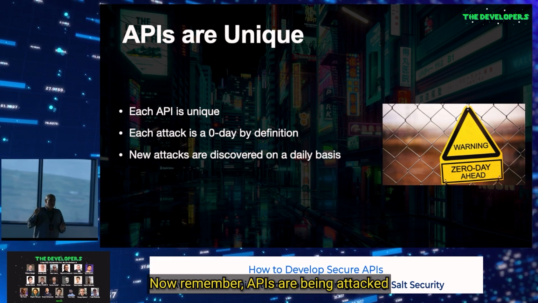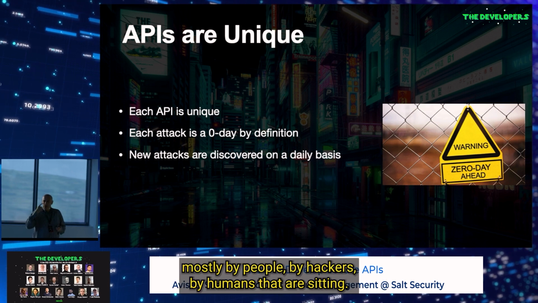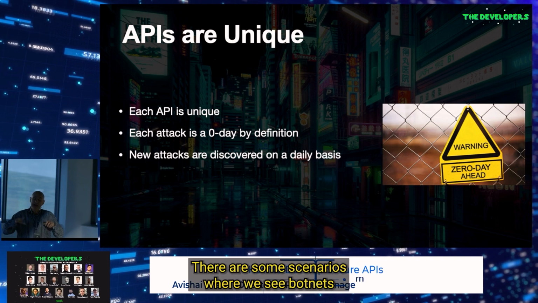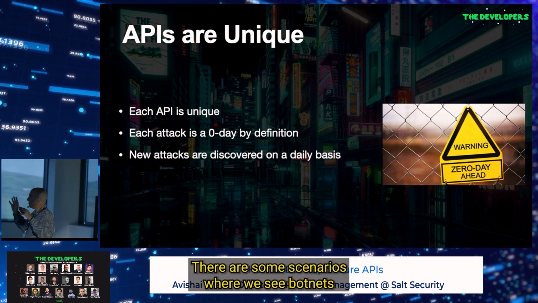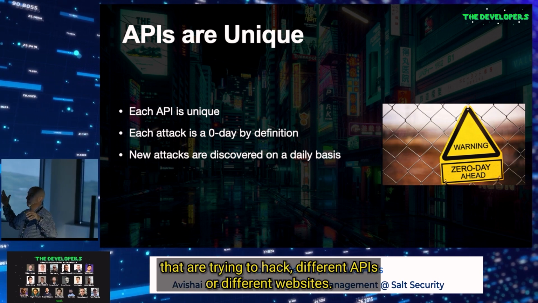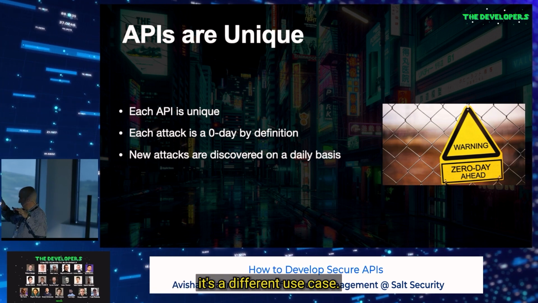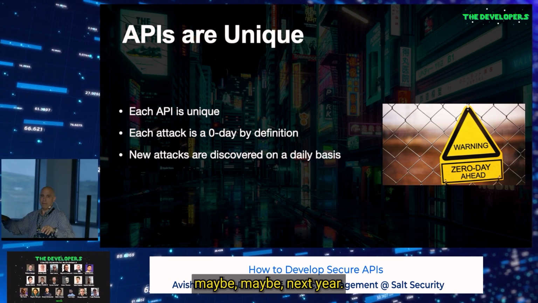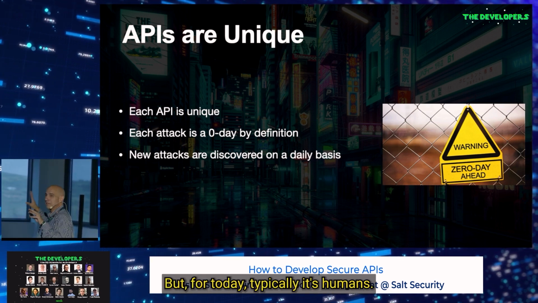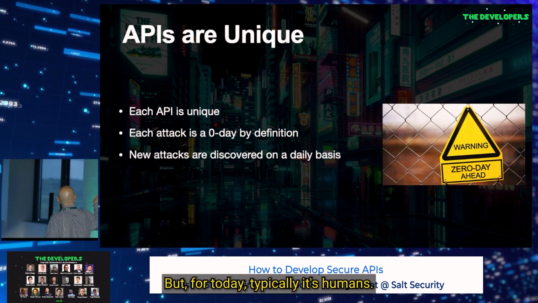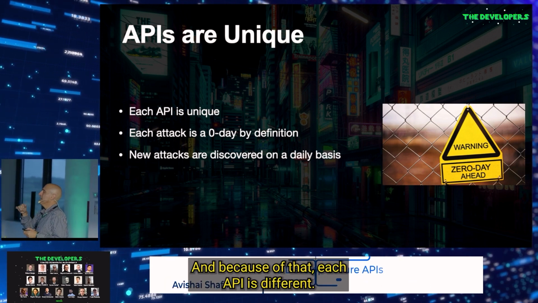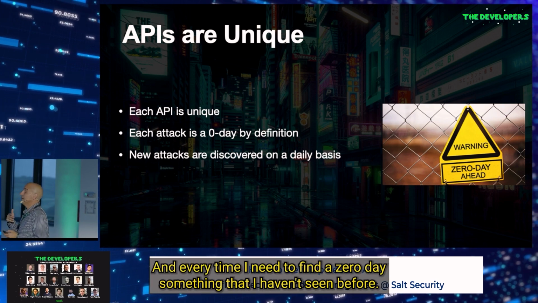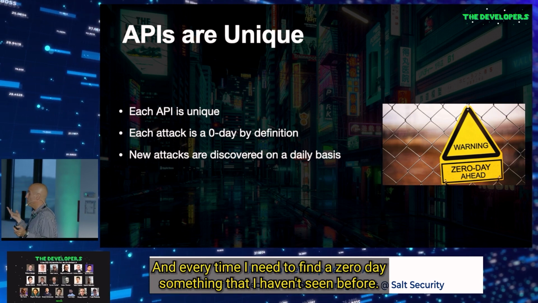Now, remember, APIs are being attacked mostly by people, by hackers, by humans that are sitting there. There are some scenarios where we see botnets that are trying to hack different APIs or different websites. It's a different use case, it's a different story, it's a different presentation, maybe next year. But for today, typically it's humans, and because of that, each API is different, and it is hard for the hacker to know, and every time I need to find a 0-day, something that I haven't seen before.